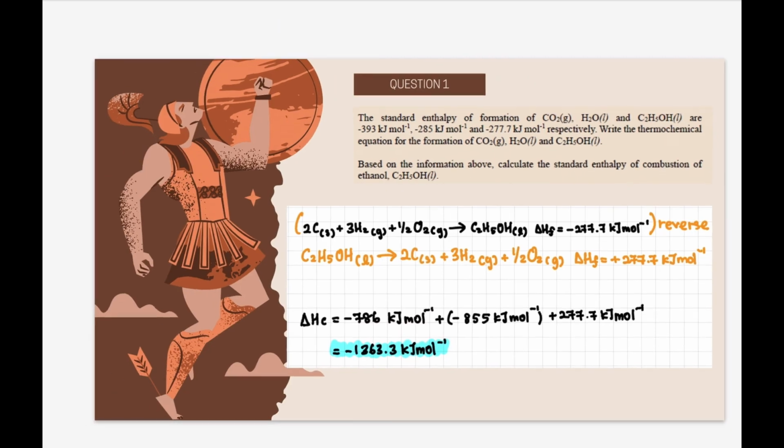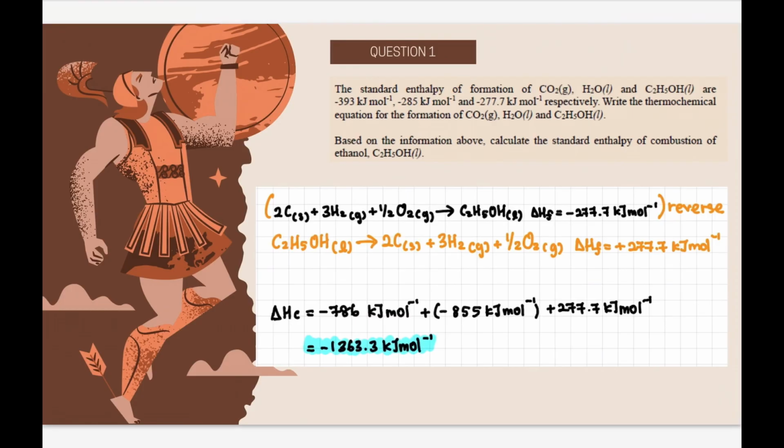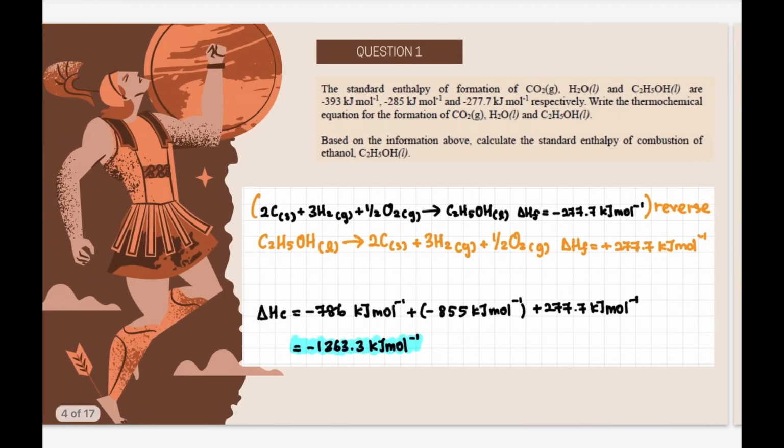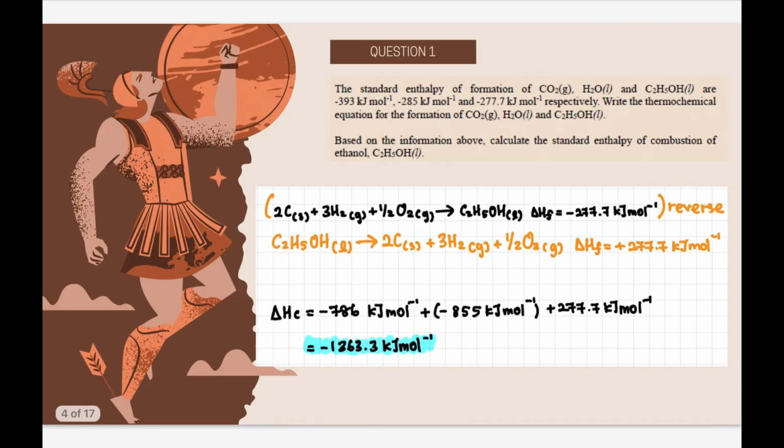Okay. Satu lagi cara adalah disebabkan dia bagi data formation, you can simply use the formula actually. Formula dia adalah delta H product minus delta H reactant dia. So kita ada data semua ni kan. Okay, so kita boleh just product minus reactant.